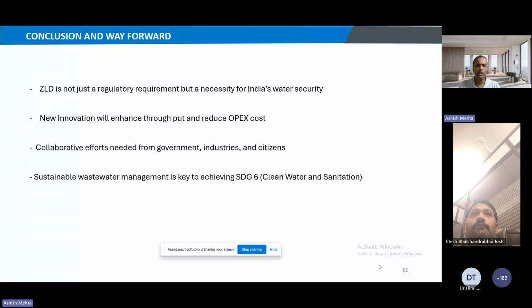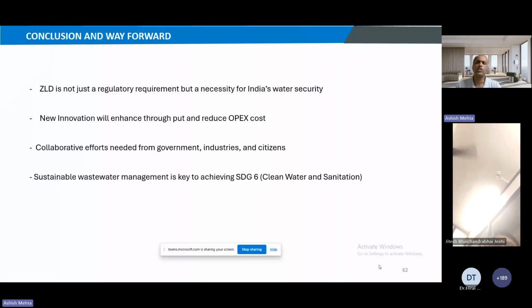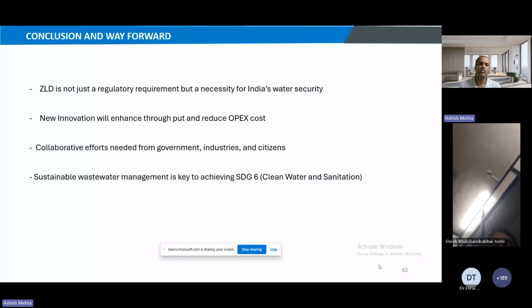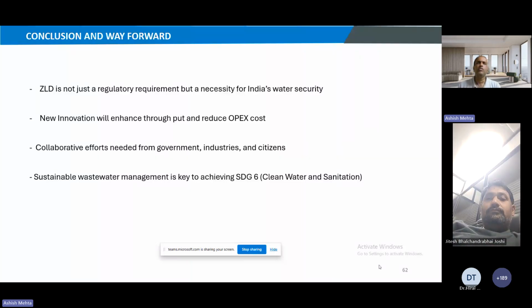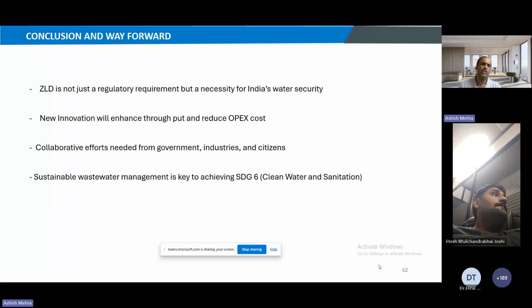So with this, I'm concluding my presentation. The conclusion of all the three parts is that ZLD is not just a regulatory requirement, but a necessity for a country like us, which has to ensure water security, which has to manage the water stress which is about to come in the next 10 to 15 years. In the similar way, we are focusing on decarbonization. We need to focus on water conservation. We need to focus on improving the water quality and recycling and the ZLD approach.